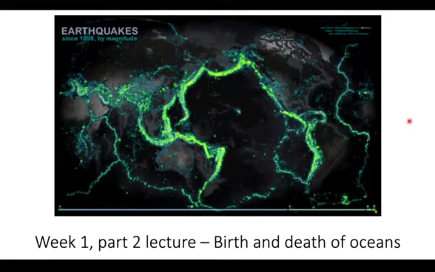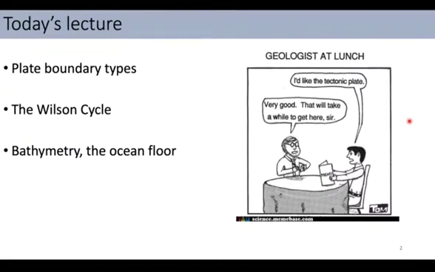Okay, hi everyone. For our second lecture, week 1, part 2, we're going to be talking about the birth and death of oceans as well as the ocean floor. To start, we're going to pick up where we left off from Tuesday's lecture, talking about plate boundary types. I introduced them briefly at the end of Tuesday. We're going to go into them in some detail today, including the Wilson cycle, so how we actually form, grow, and then remove an ocean from the surface of the Earth.